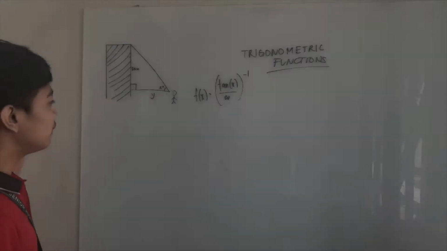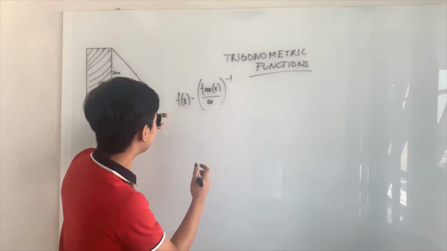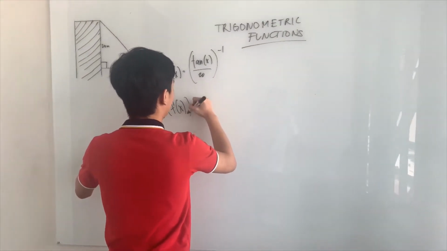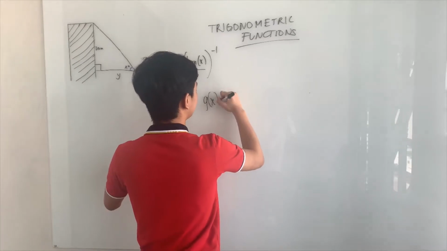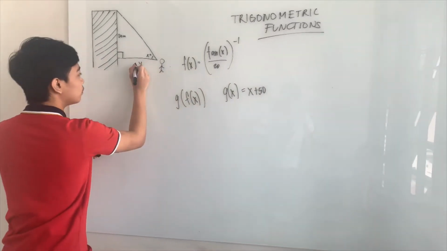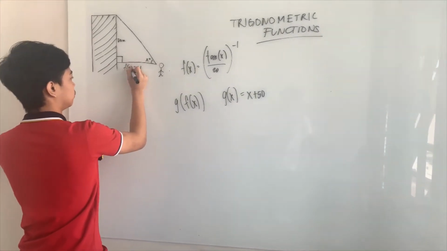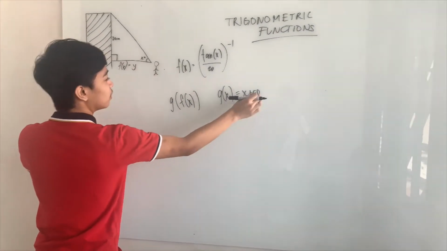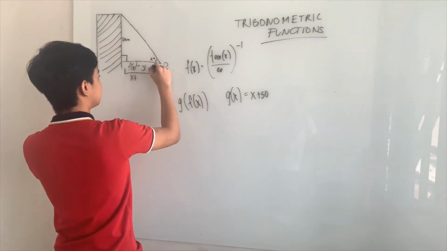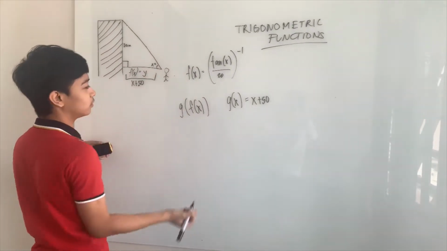If we were to use an operation to this function, let's say g of f of x, wherein g of x is equal to x plus 50, let's say the minimum of this function would be 50. Therefore, the total distance would be x plus 50.